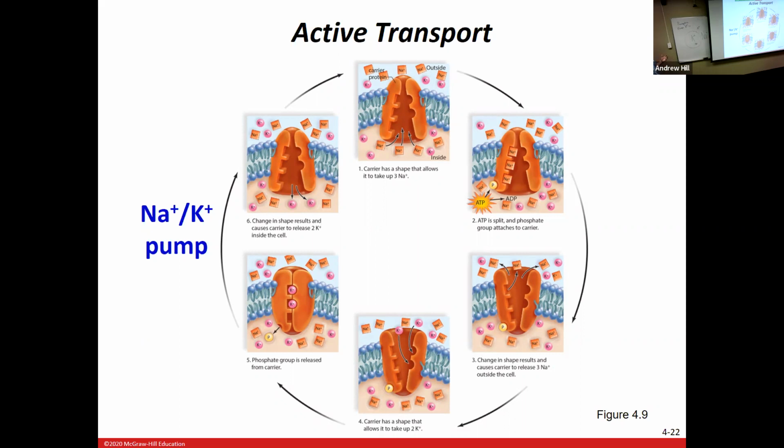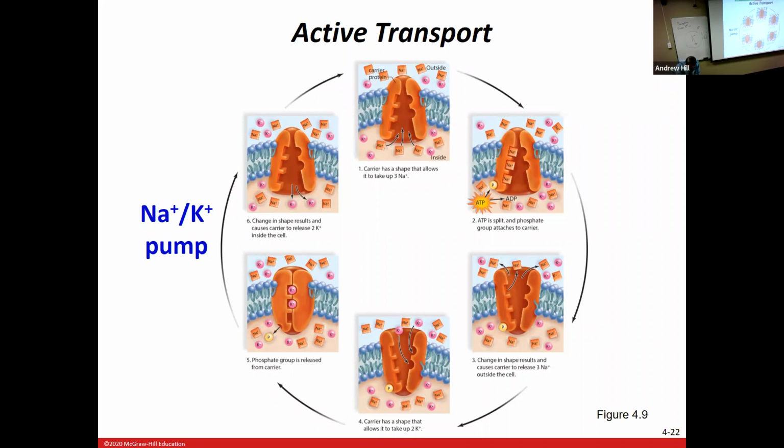So this is kind of the opposite of diffusion. Remember, by diffusion, what should happen? Well, potassium should move down its concentration gradient out of the cell, and sodium should move down its concentration gradient into the cell. And that, in fact, happens. There are sodium-potassium channels that allow for the diffusion of those ions. But here, what we have is a pump.